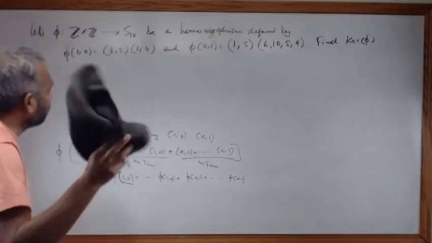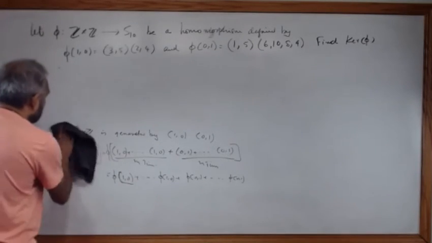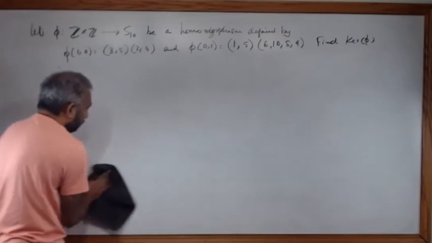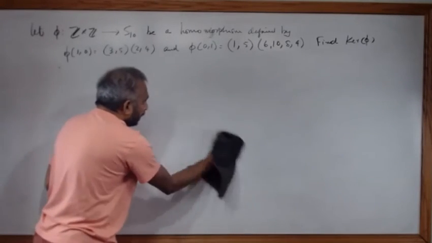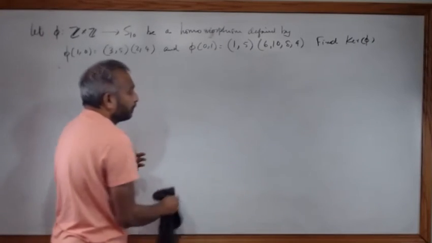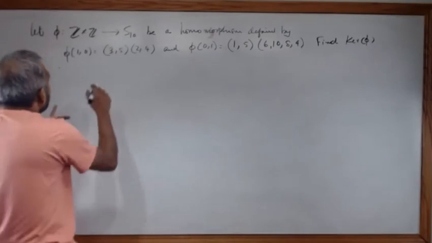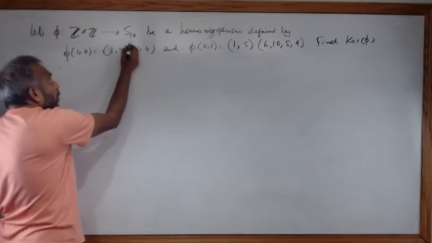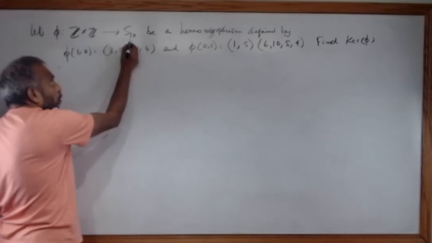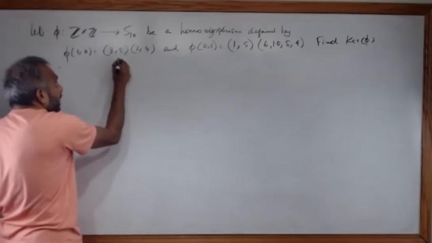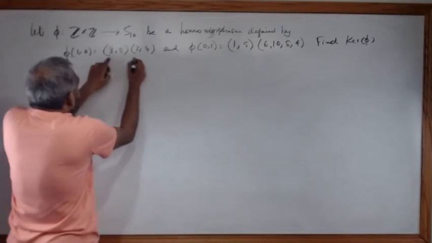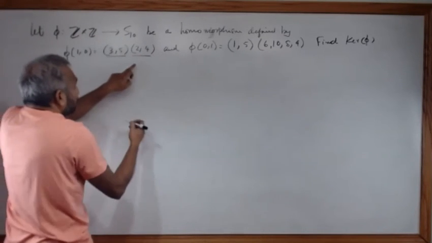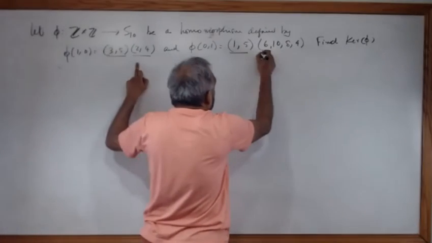Now we need to compute the kernel of that phi. It is going to the symmetric group, the group on 10 elements, and these are actually permutations. These are not coming from here. These are all permutations. This is a transposition and this is a transposition. And this is a transposition and this is a cycle.